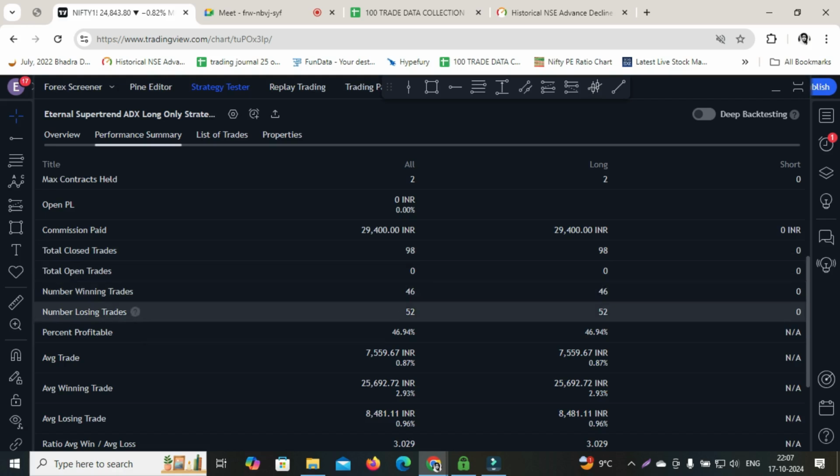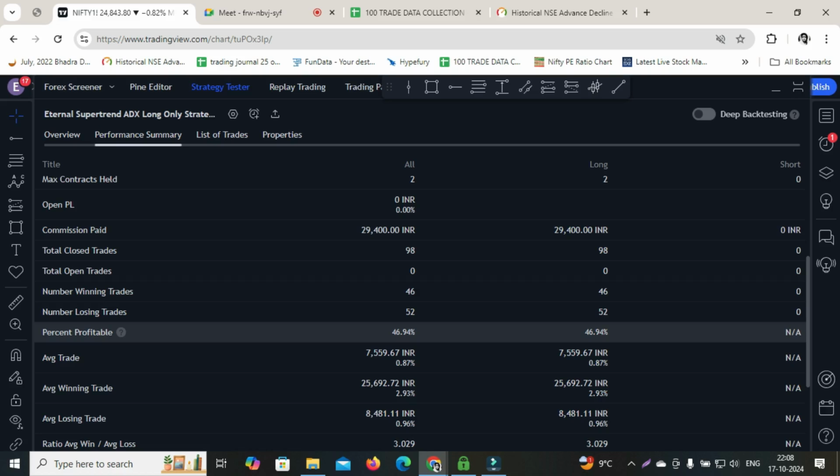Total trades 98, number of winning trades 46, losing trades 52. So it means most of the time you will be losing in this strategy. It can be like 2 trades loss or 3 trades loss or even 5 trades loss and then a win, that kind of thing. So only 47% of trades will be profitable.